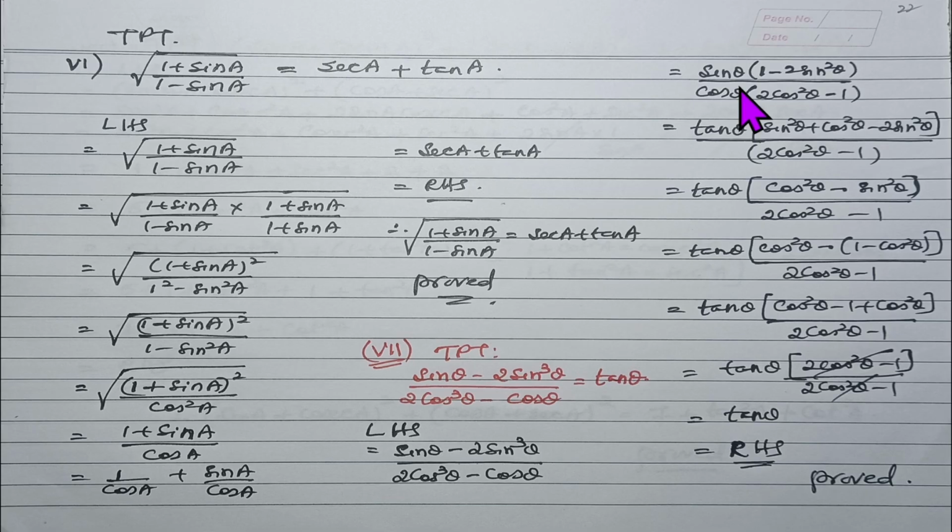Now we know that sin theta by cos theta is tan theta, and very interestingly, the answer is already visible to us. See, tan theta is visible to us. So now somehow we have to cancel the remaining part. Let us see how we can cancel it.